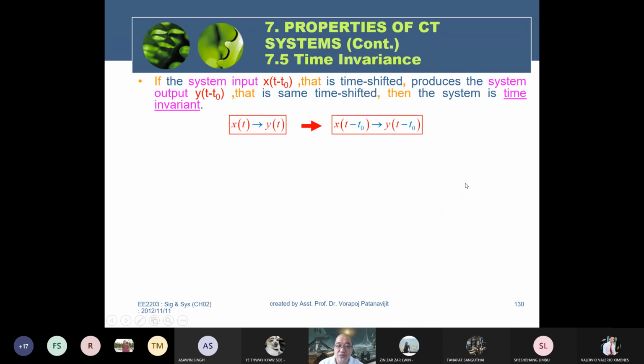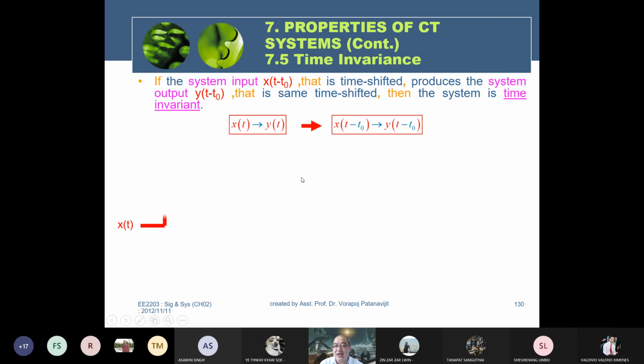The next one: if the system input x(t) is time shifted, producing the system output y(t minus t naught), that is the same time shifting, then the system is time invariant. It means if x(t) produces y(t), and you shift x(t) by t naught, the output must have the same time-shifted version of t naught too. How to check them?